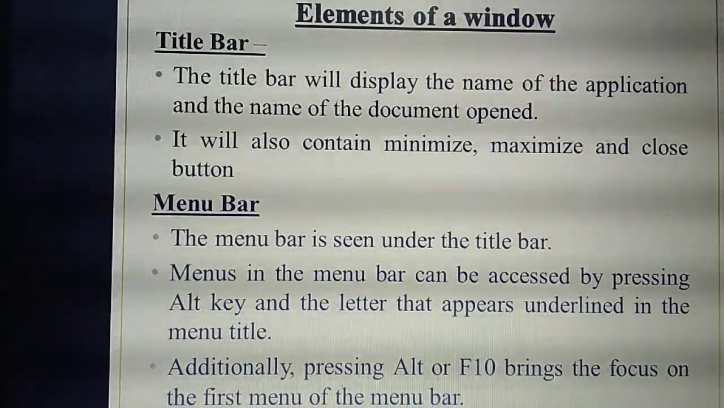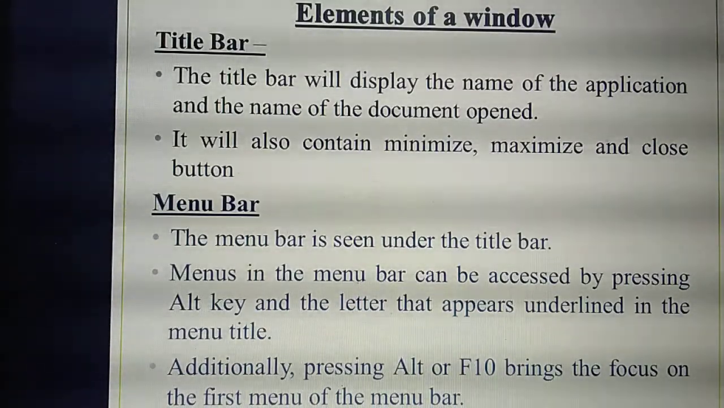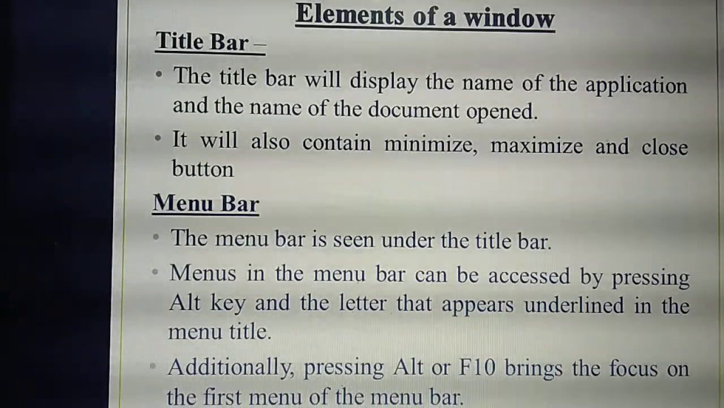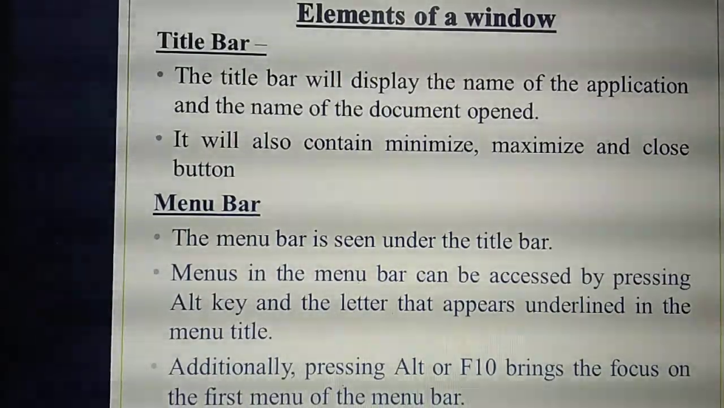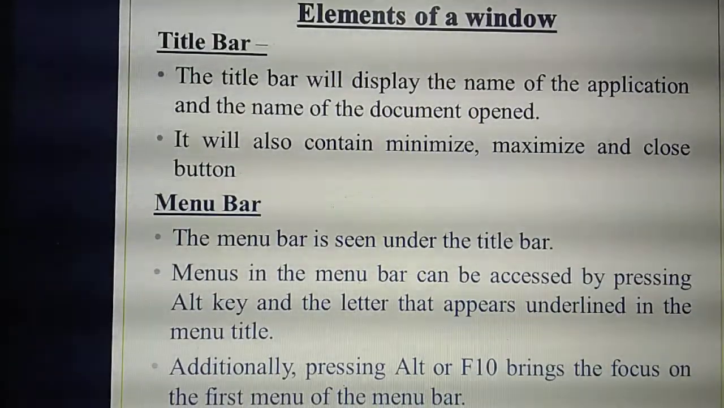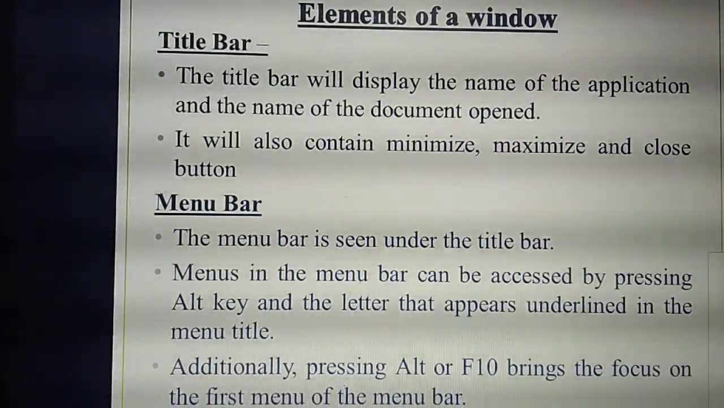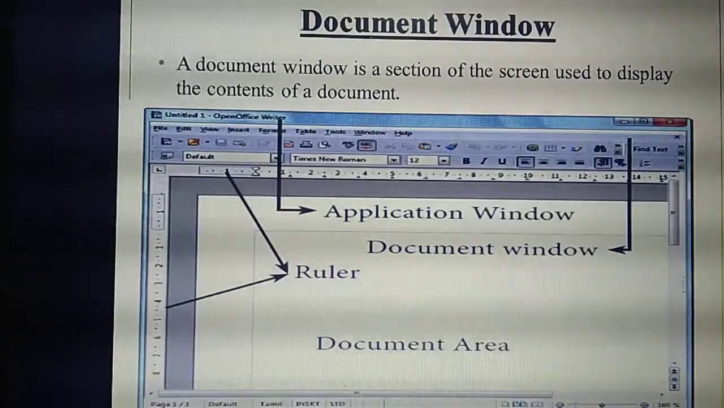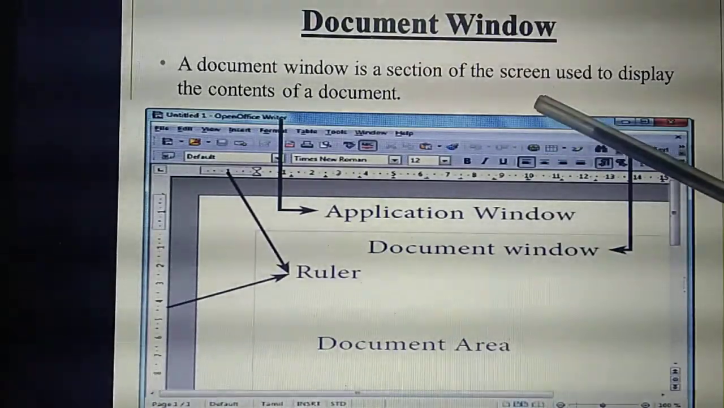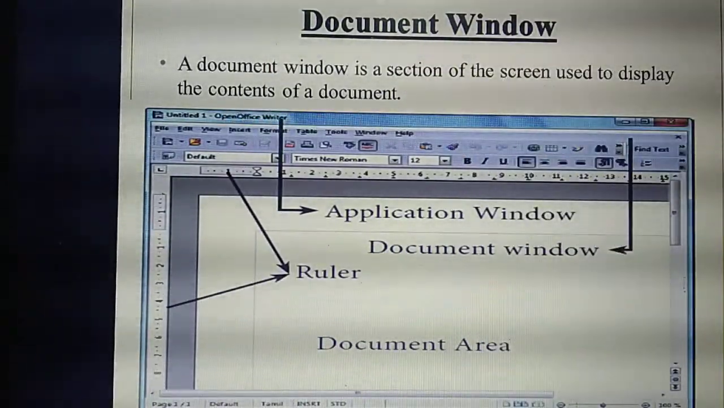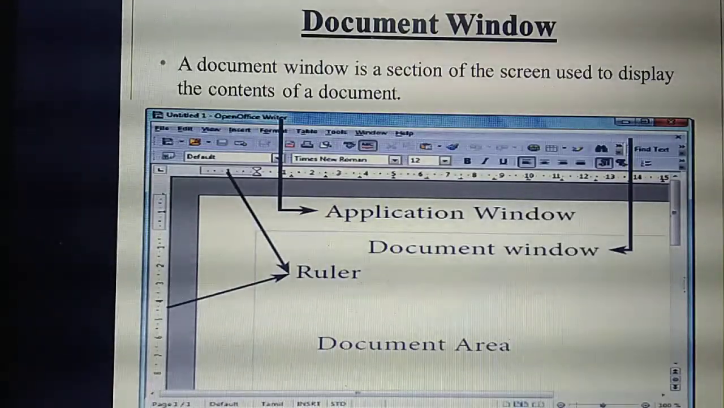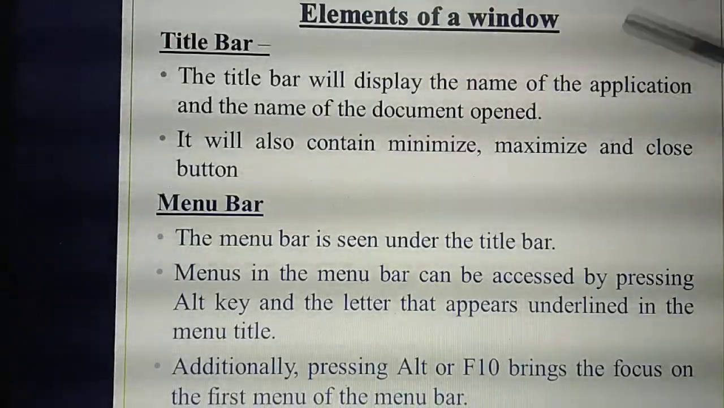Next thing is the elements of a window. Already you have studied what the elements of a window are. Title bar you have studied, menu bar, tool bar, scroll bar. All this you have studied, but they have given a bit of elaboration about it. So what's the first thing? Title bar. What's the use of the title bar? See the previous line. You can give a title for this document, isn't it? Yes.